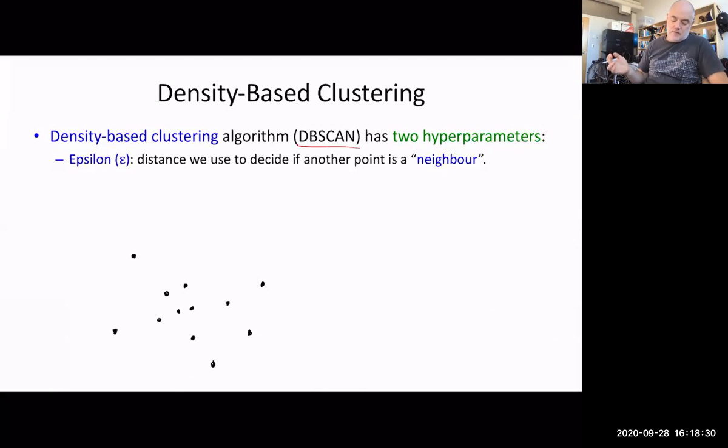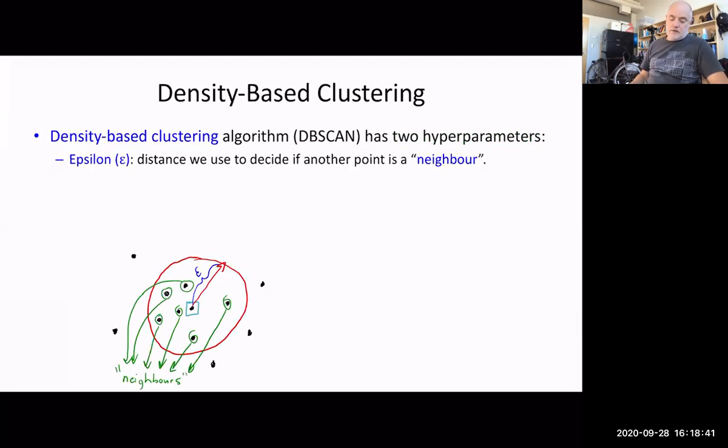Okay, so here are some points that we might wish to cluster. Here is a point that we pick at random. Here is an epsilon ball whose radius is epsilon. Okay, so the things circled in green are neighbors of the central point in the blue box.